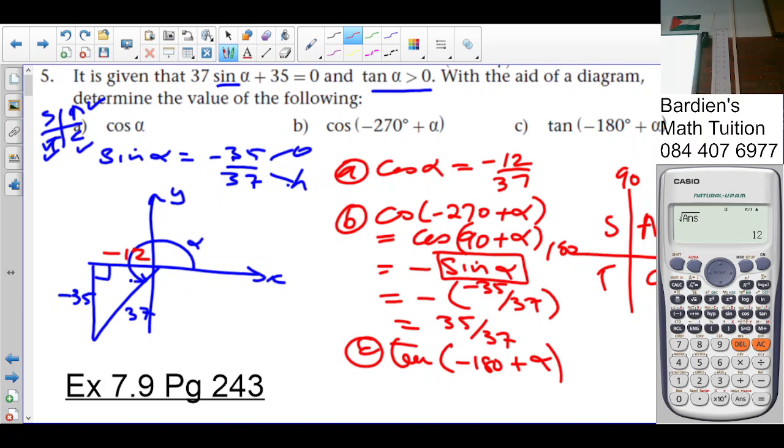So what do I do with the negative 180? Add 360, which gives me 180. So it's tan of 180 plus alpha. Third quadrant. Is tan positive or negative? Positive. So tan is opposite over adjacent, which is negative 35 over negative 12, which is 35 over 12. Okay. Any other issues here?